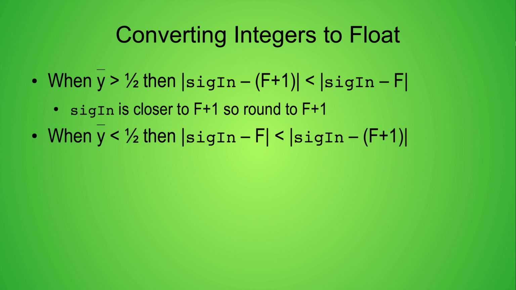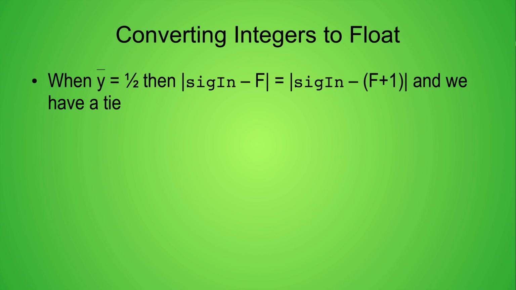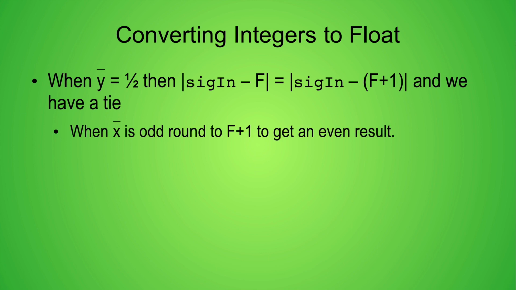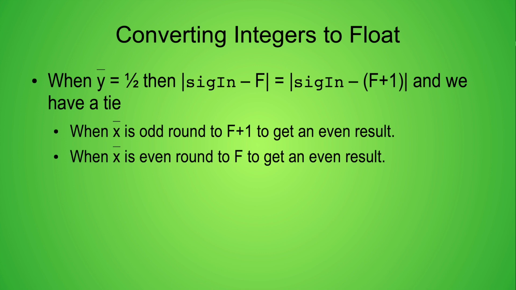Likewise, if Y bar is less than 1/2, then sig n is closer to F than to F plus 1, so we round down to F. If Y bar equals 1/2, then the distance from sig n to F is equal to the distance from sig n to F plus 1. This is our tie case. To break the tie, we round sig n to the value F or F plus 1, depending on which of them is even. When X bar is odd, F plus 1 will be even. Otherwise, F will be even.